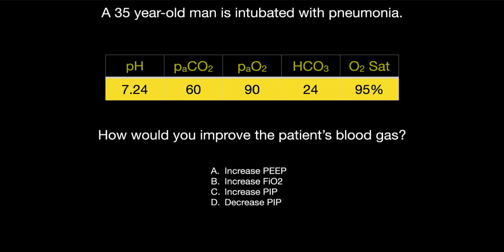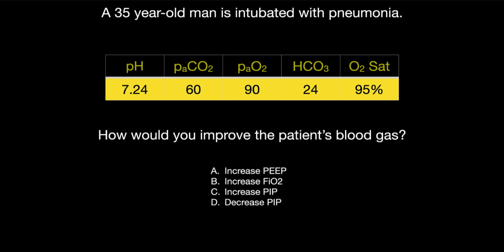Okay, last question. This is going to help us review the concepts on mechanical ventilation. A 35-year-old male is intubated with pneumonia. Here's his blood gas. I think you've actually seen this before. He has a respiratory acidosis. He has hypercarbic respiratory failure. But his oxygenation looks like it's okay. So how do you improve the patient's blood gas?